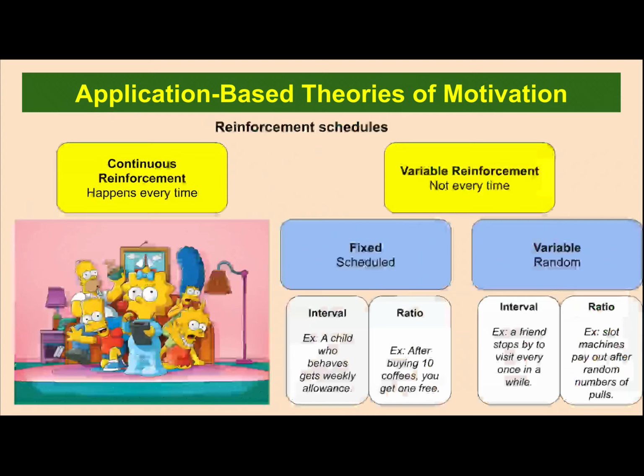A fixed ratio is a set schedule, but it's not a time, it's a number of behaviors. So for example, when you buy 10 coffees, you get one free. If we were talking about the chores, that same child, instead of getting their allowance every Friday, might get their allowance every 6 chores. Moving on to variable reinforcement, this is random, more like a slot machine.